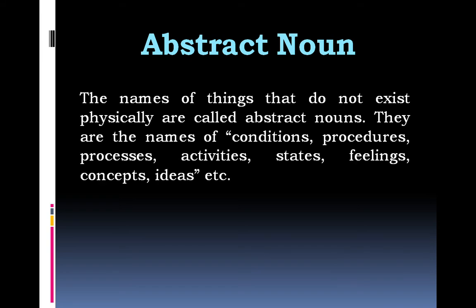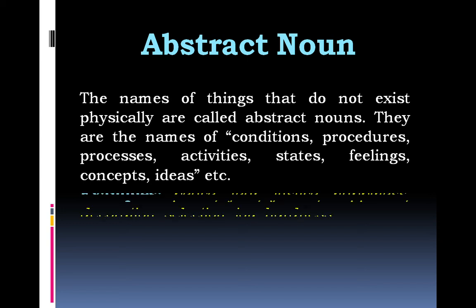Next is abstract noun. Abstract means non-physical. So the names of things that do not exist physically are called abstract nouns. They are the names of conditions, procedures, processes, activities, states, feelings, concepts, ideas, etc. Interestingly, all the words inside these quotation marks are themselves abstract nouns.